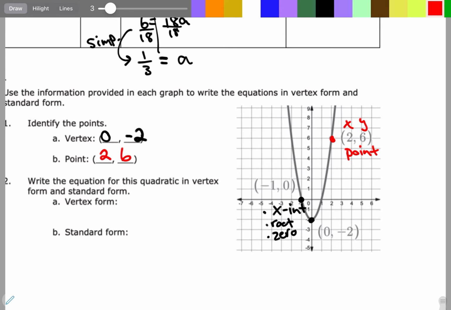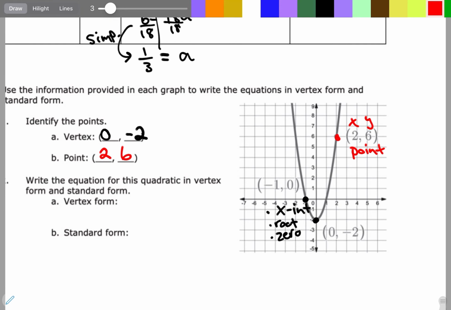Now, first thing we're going to do is write this in vertex form, which does require that you identify the a value. I've showed you this plenty of times. How do we get an a value? You travel to your next door neighbor, all right? That's up 2 over 1. Your a value is 2 over 1, which is 2.